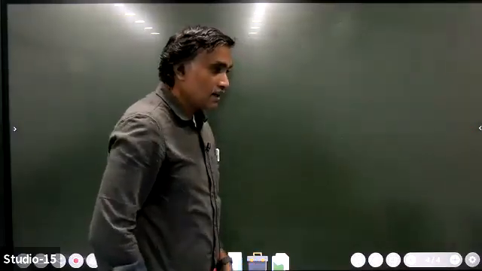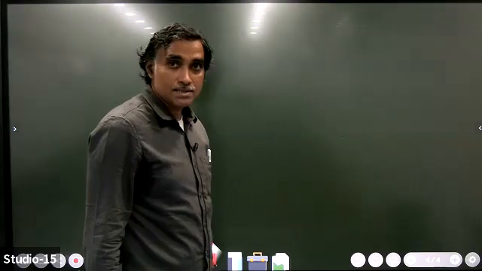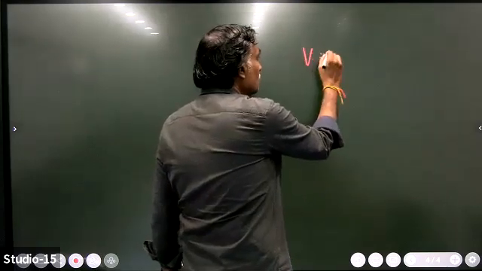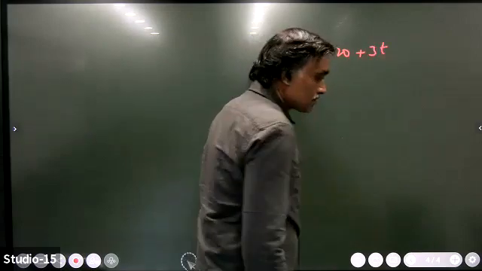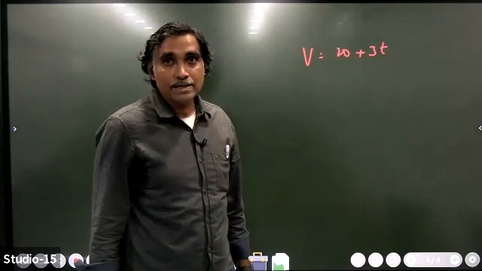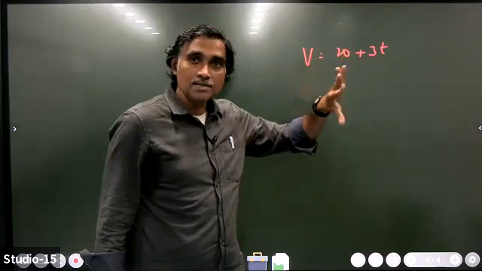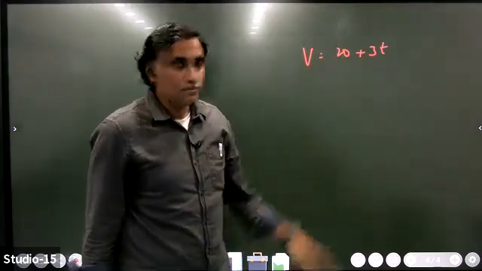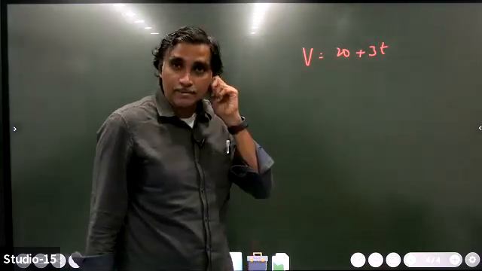Write down. A particle is moving along the x-axis. Its velocity is varying with time as v equal to 20 plus 3t. But if I give t square here or v square here, it is not valid. Comparing is not valid. V equal to 20 plus 3t.